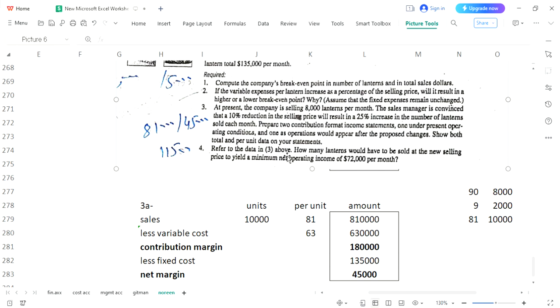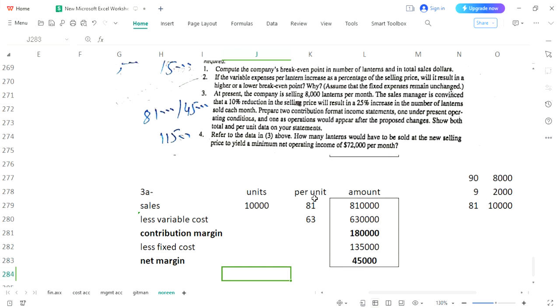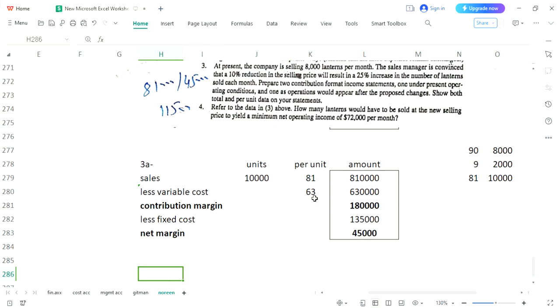Refer to data in 3 above. We have calculated this third statement. How many lanterns would have to be sold at the new selling price to yield a minimum operating income of 72,000 per month? So again, it's a target profit statement, and we need to calculate units. So how do you calculate target profit units?